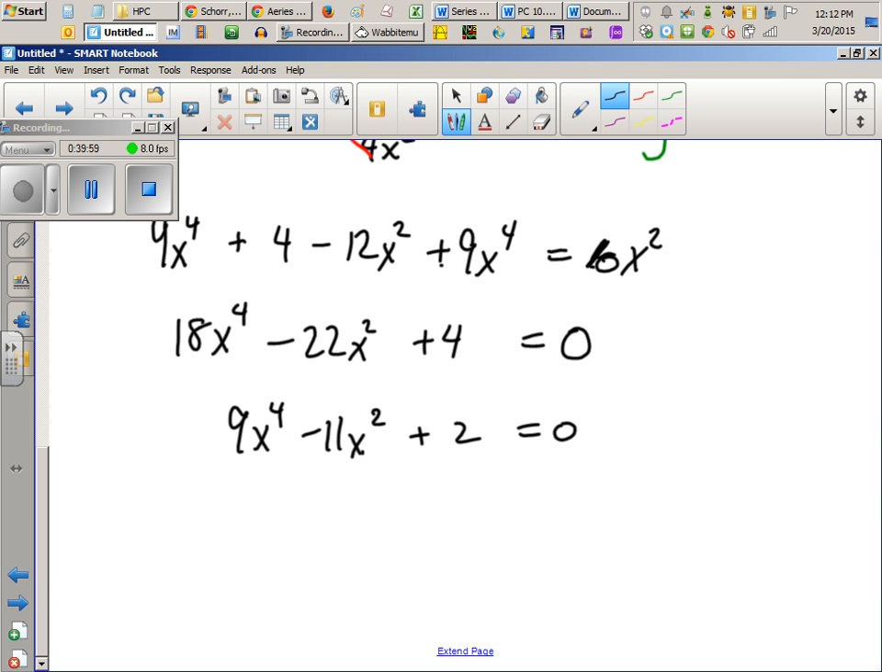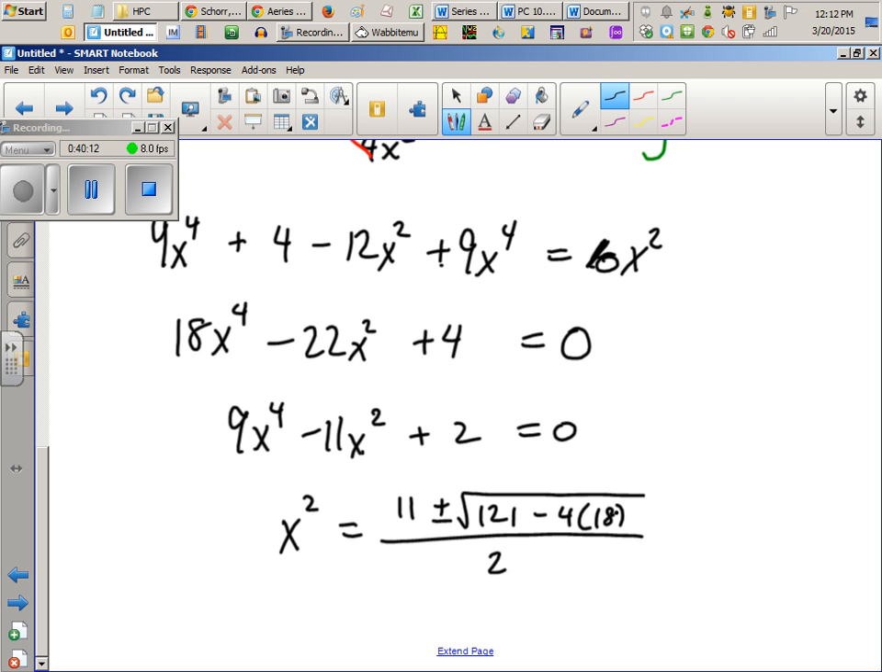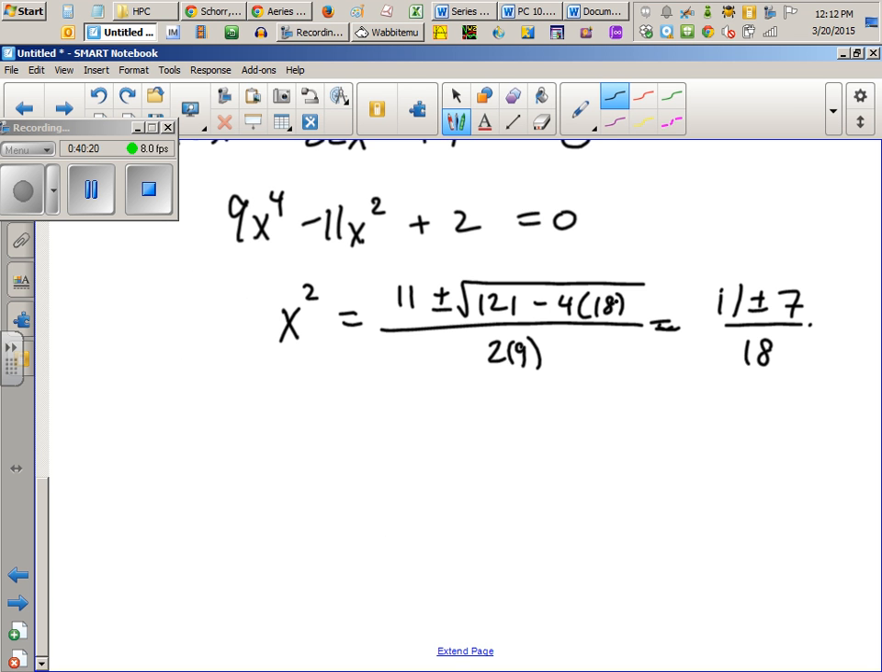You guys know the quadratic formula? You could just use that if you want. Just go x squared equals negative b plus or minus square root of b squared minus 4ac all over 2a. And unfortunately, this is just 49 in here, so it's just 7. So you end up with x squared equals 18 over 18, and x squared equals 4 over 18, or you could say 2/9.